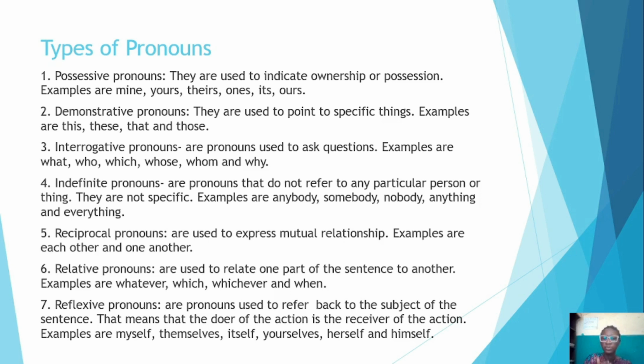So, I bought the bag for myself. I is the subject. Myself is also the receiver. So the subject, the doer of the action, is also the receiver of the action. I bought this bag for myself. That's an example of reflexive pronouns.